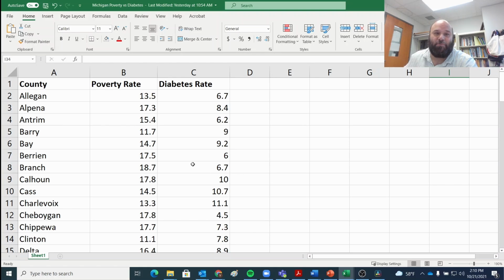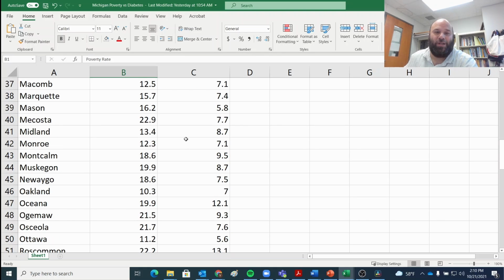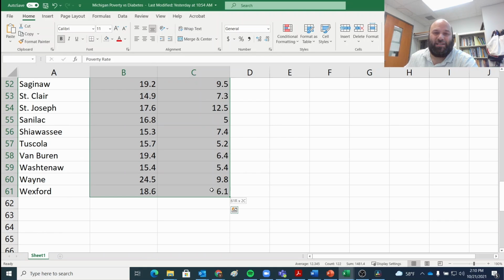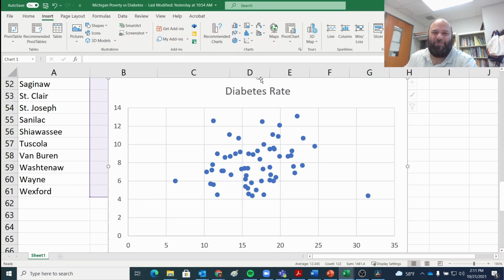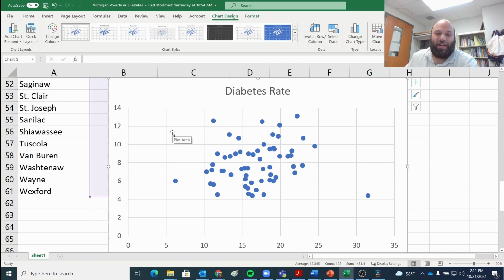So let's start by making a scatter plot. And I'm not going to worry too much about labels. I just want to take a look at what it looks like. Let's create a scatter plot. So what we have is the diabetes rate on the vertical axis and the poverty rate on the horizontal. And these are in percentages. So 15 here means 0.15 or 15%, whereas 8 here means 8%. 8% of the county has diabetes, 15% of the county is below the poverty level.